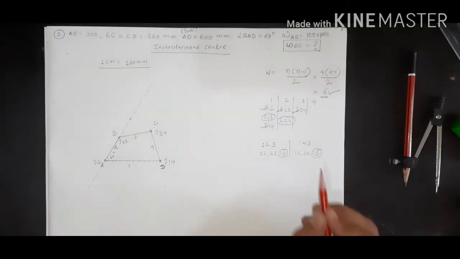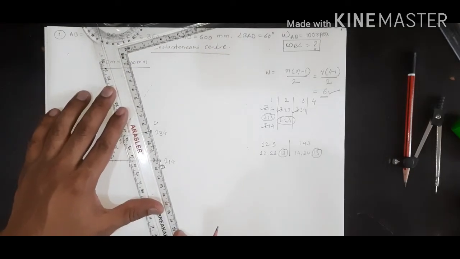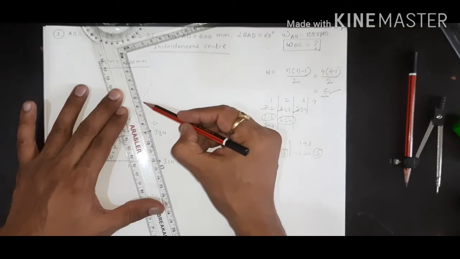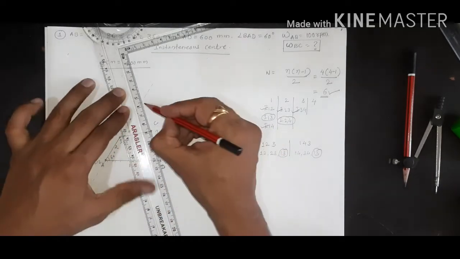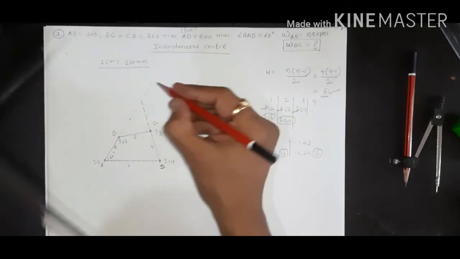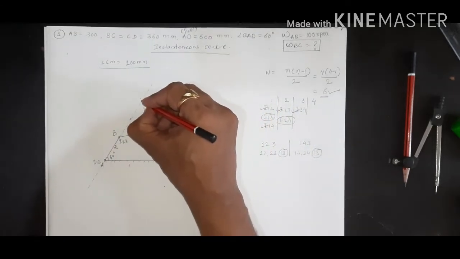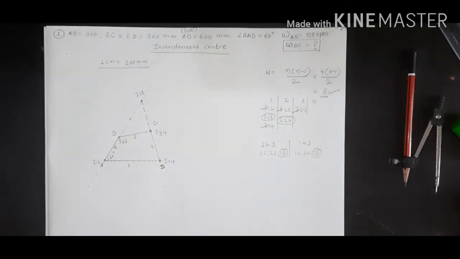Same way for 1, 4 and 3, 4. Now I know that there will be an intersection, so I don't need to draw a line on this side. The intersection will be on this side. So the intersection point of these 2 extensions will give me I13.